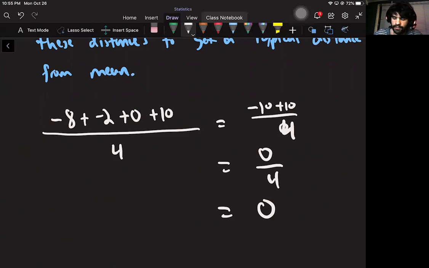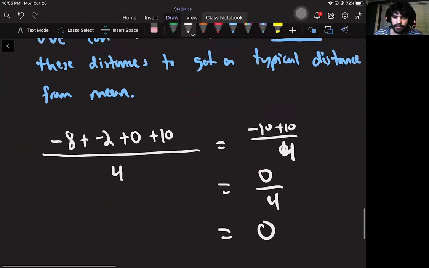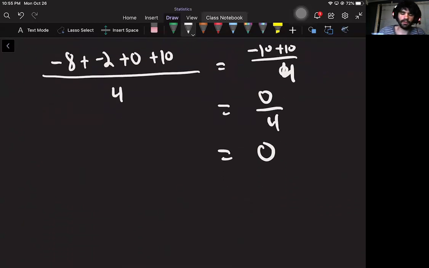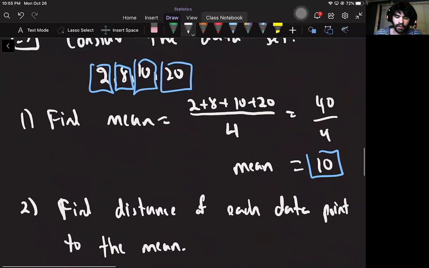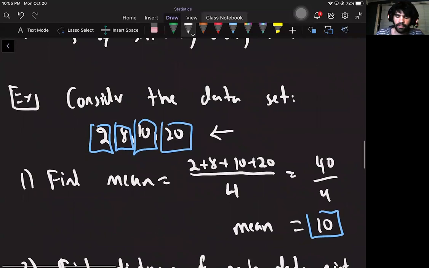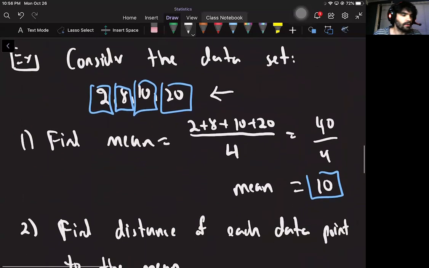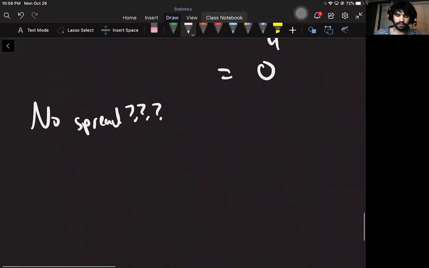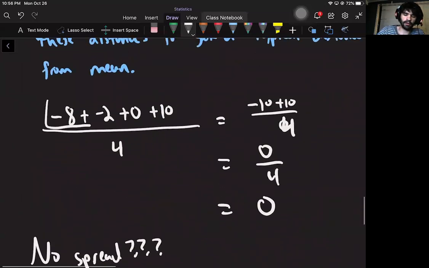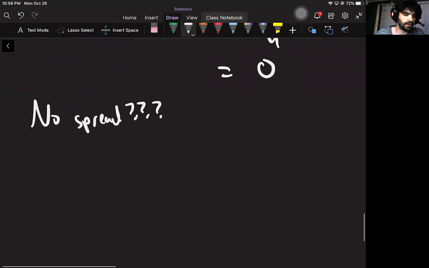So what's going on here? This is saying that everything is 0 away from the mean on average. But that's not so useful because that would mean that there is no spread at all. But that doesn't seem to make sense because we can look at the numbers we started with, and they do seem kind of spread out. So that should not be the right answer. So we have to see what's going wrong here. Something's gone wrong, and it has to do with the fact that these are negative and these are positive or 0. Okay, so let's fix this.